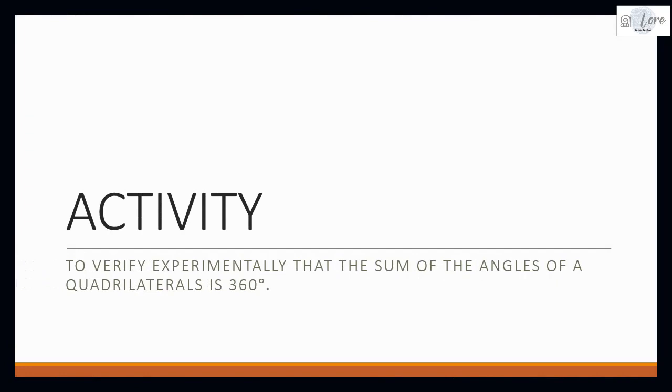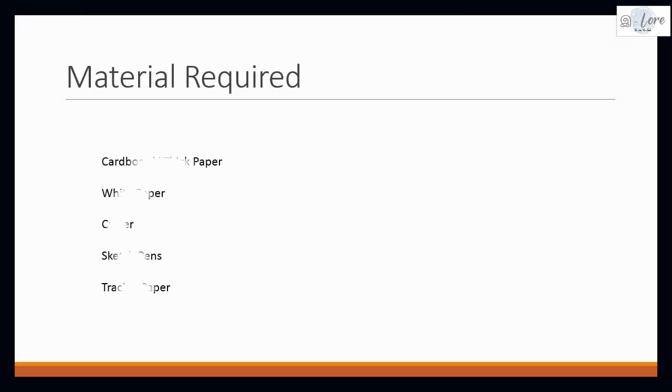Now come to the activity. To verify experimentally that the sum of the angles of a quadrilateral is 360 degree, this is the objective of the activity. The material required for this activity is cardboard, thick papers, white papers or A4 sheet, cutter, scissor, sketch pens and tracing paper.